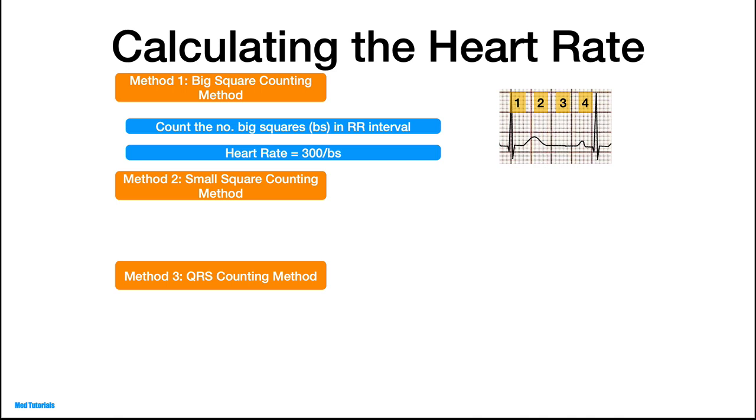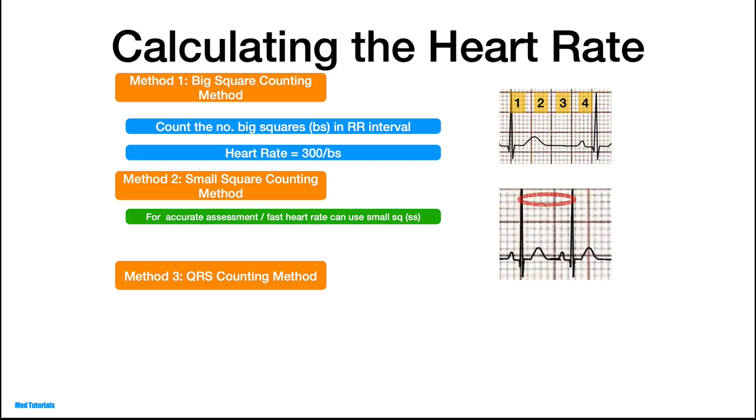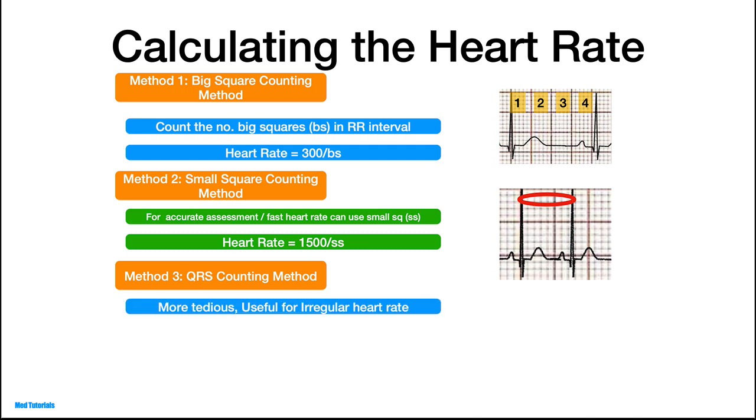Sometimes if you want to calculate the heart rate more accurately, or if it's a very fast heart rate, then you could use the small square counting method. Here you count the number of small squares, and the heart rate is derived by 1500 divided by the number of small squares. Now, as I said earlier, in case you have an irregular heart rate, the above two methods might not be that accurate.